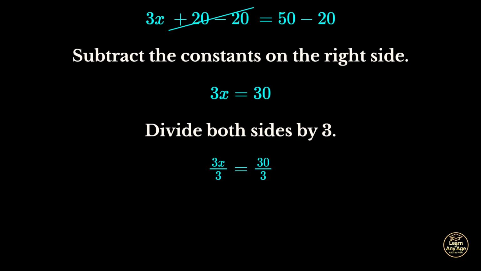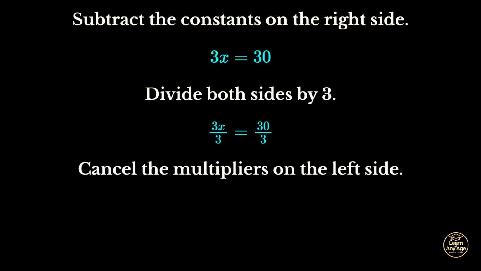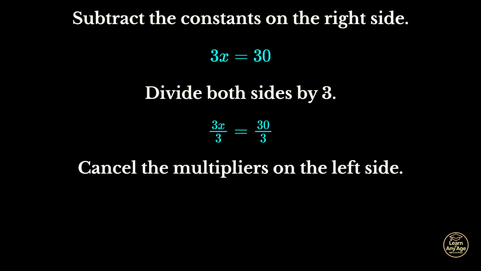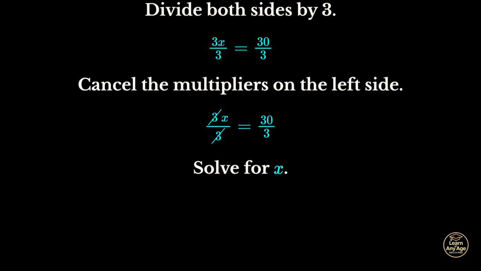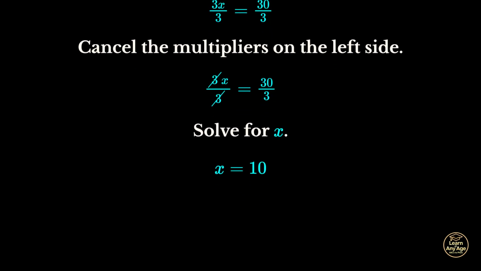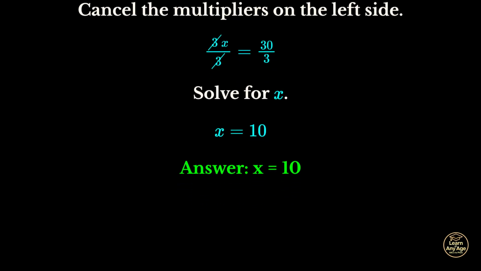3x over 3 equals 30 over 3. Cancel the multipliers on the left side. 3 cancelled out, x over 3 cancelled out equals 30 over 3. Solve for x. X equals 10. Answer: x equals 10.